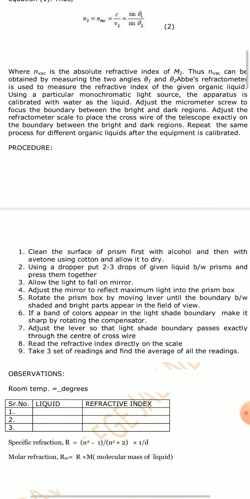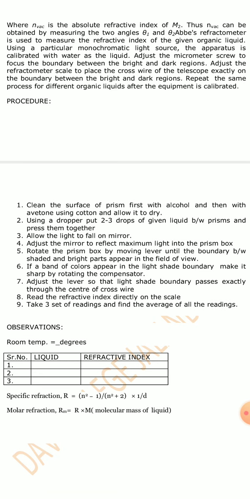Next, the procedure of the refractometer. Clean the surface of the prism first with alcohol and then with acetone using cotton, and allow it to dry. Using a dropper, put two to three drops of the liquid between the prisms and press them together. Allow the light to fall on the mirror. Adjust the mirror and reflect maximum light into the prism box. Rotate the prism box with a moving lever until the boundary between the bright and dark parts appears in the field of view.